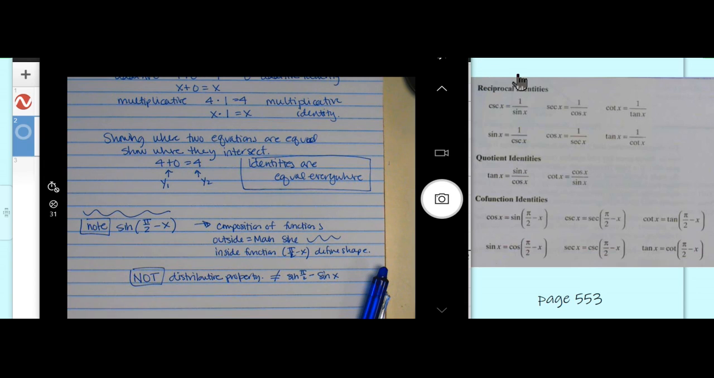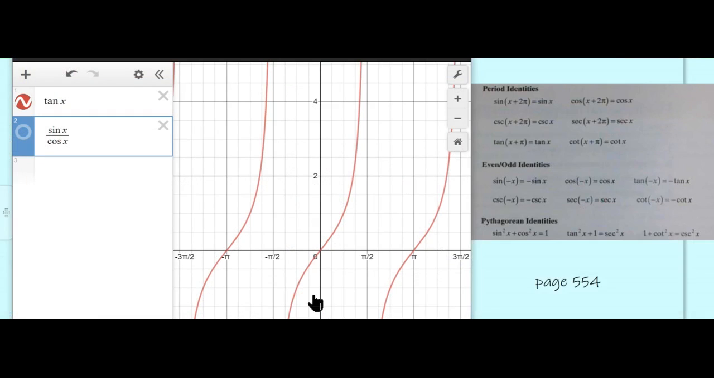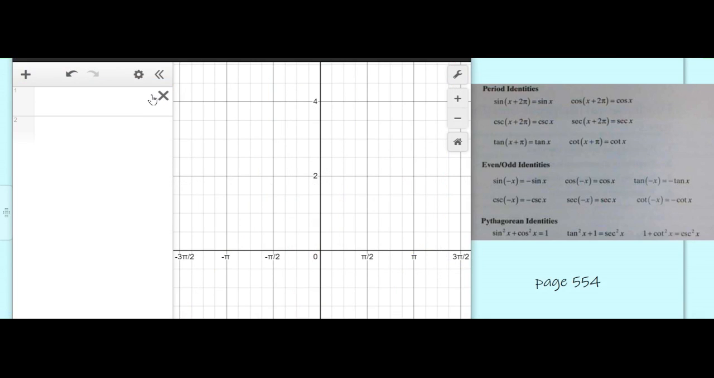Let's look a little bit at some of our other identities. So I also have on page 554 another list of identities. And the first ones, these should feel pretty common for you. So let's look at them and they'll start to click and make sense. Let me graph them. Here we go. Okay, so if I get rid of these. All right, so sine of x plus 2 pi. Well, what does that mean? That means that sine of x has a period of 2 pi.